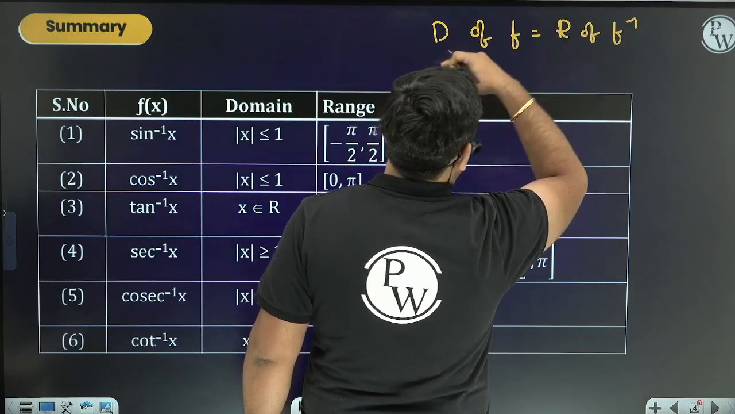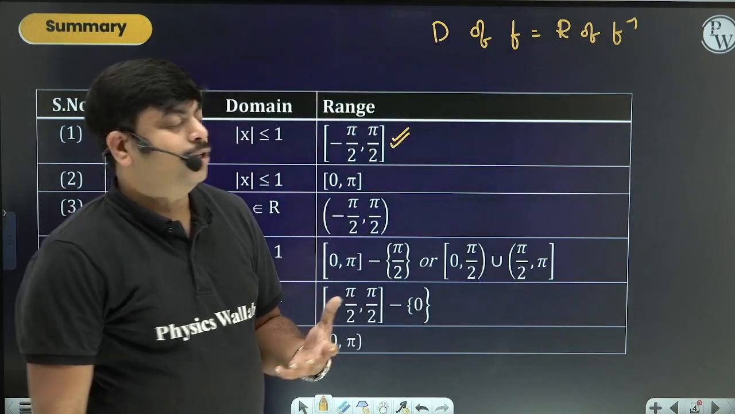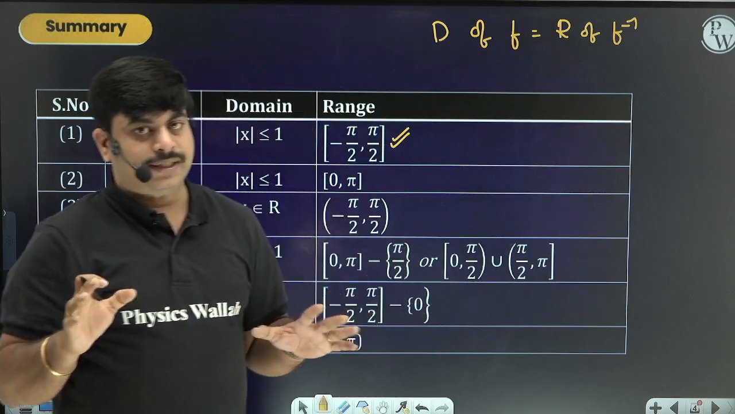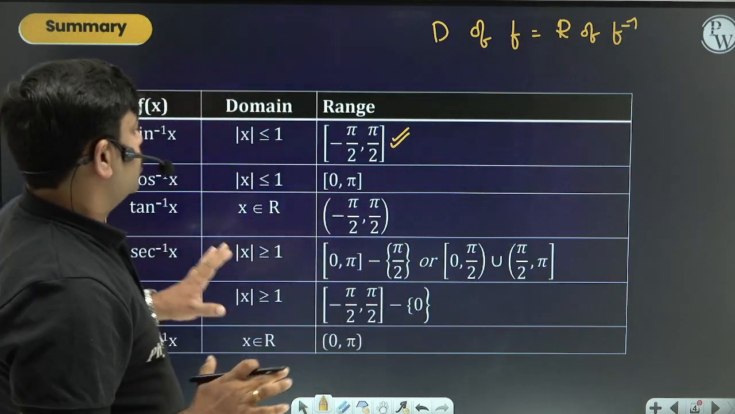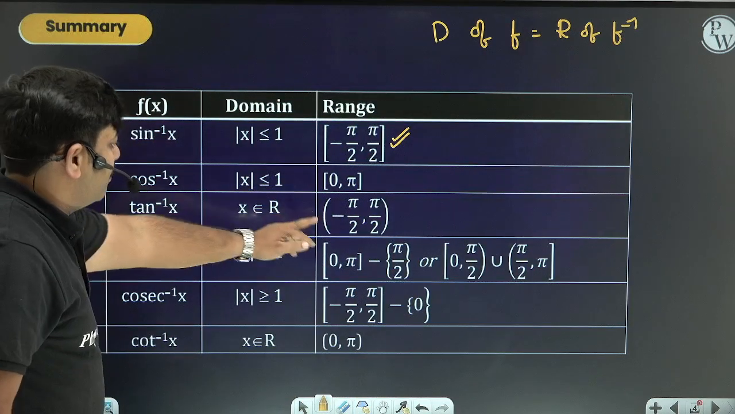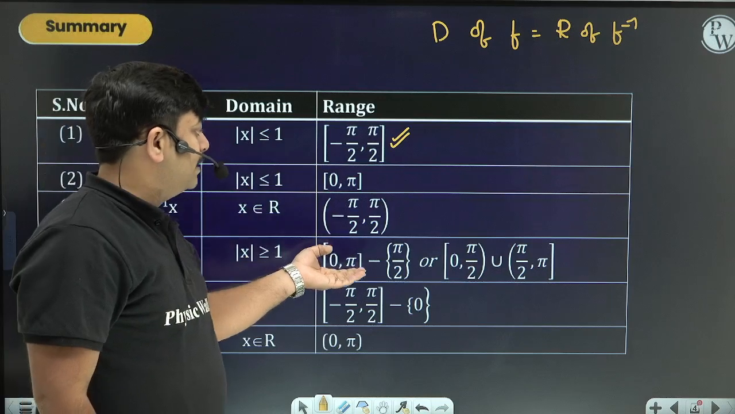In the same way, the range of f will be equal to the domain of f inverse. So the range and the domain will be interchanged among the functions f and f inverse. You know this. In the same way, cos inverse x is from 0 to pi, tan inverse x is from minus pi by 2 to pi by 2, and secant inverse x is from 0 to pi the same way.